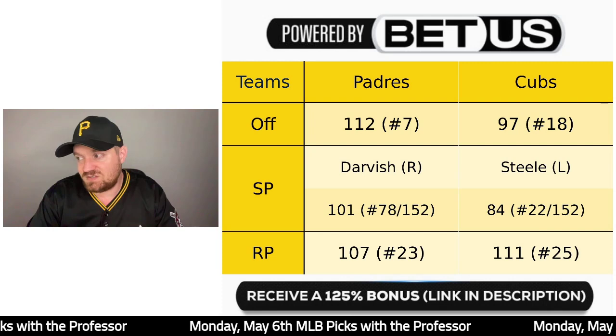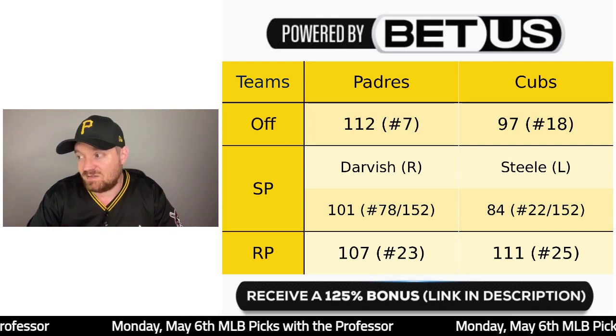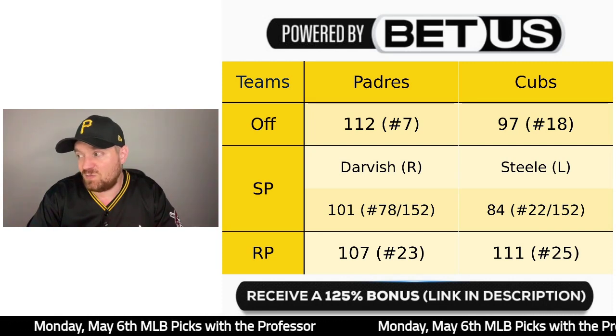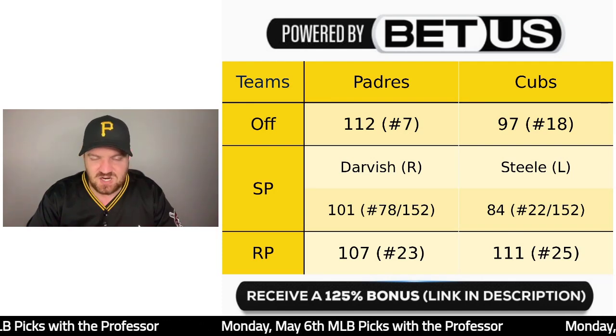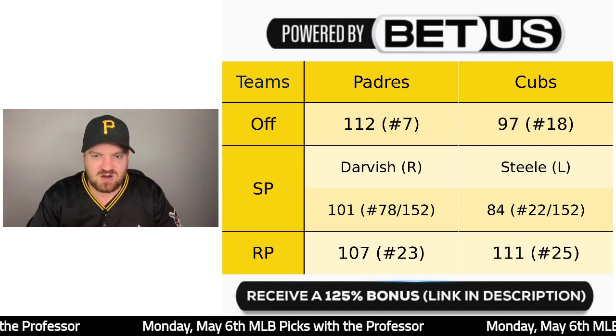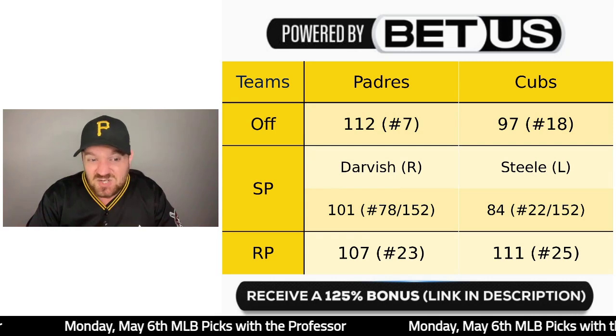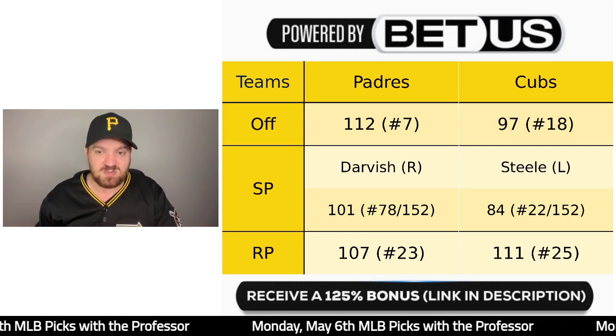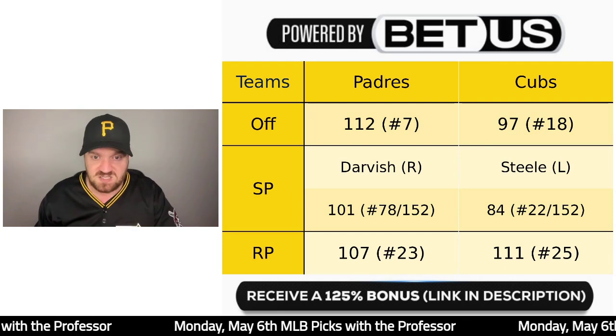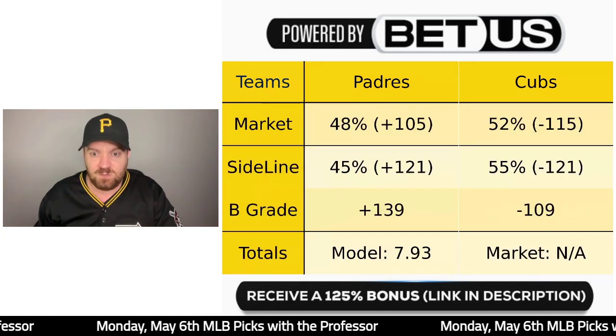And Yu Darvish, solid. 3.45 ERA. His xFIP's a little bit higher and projects not quite as good. A little bit of that aging curve, a little bit of the underlying metrics aren't amazing, but he's just kind of chugging along, pretty respectable there. So this should be a good matchup. The best part for the Cubs and the best part for the Padres will be their offense.